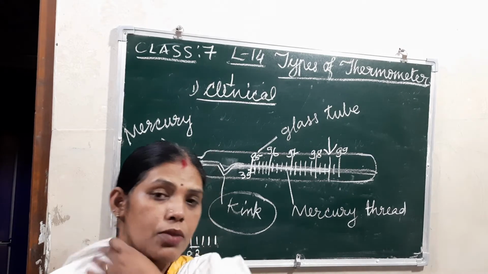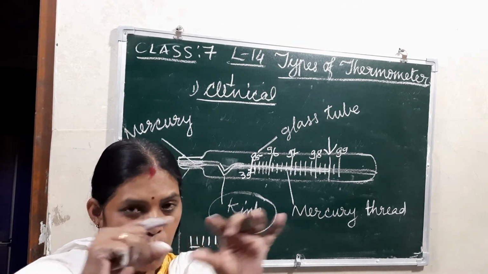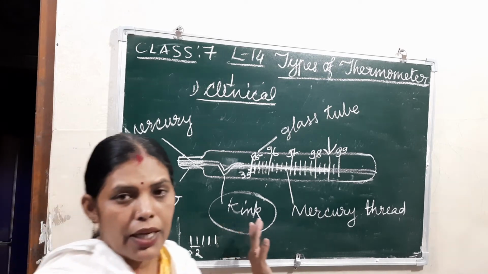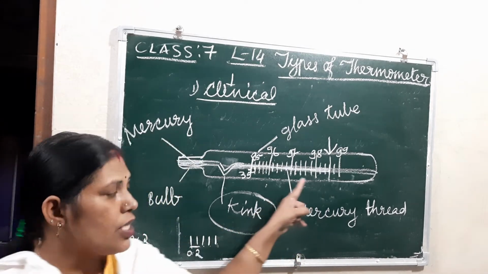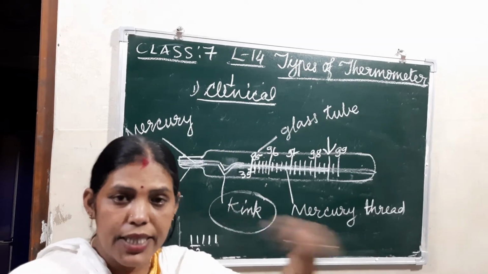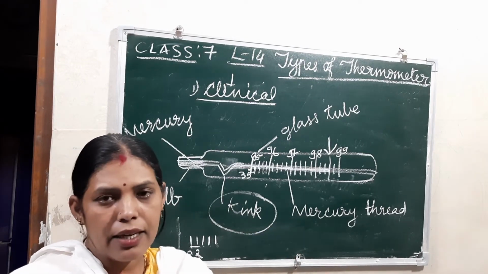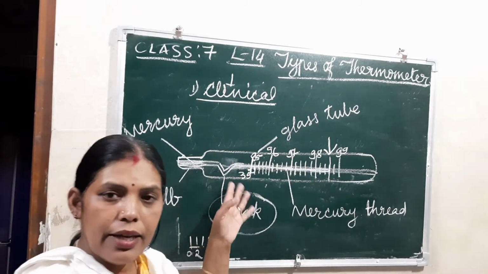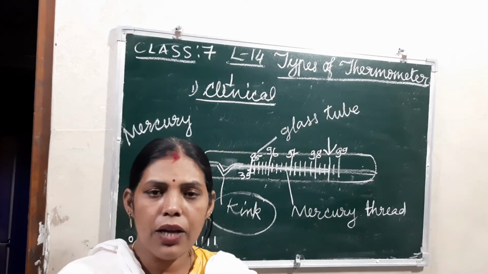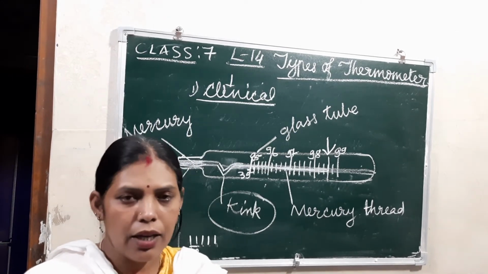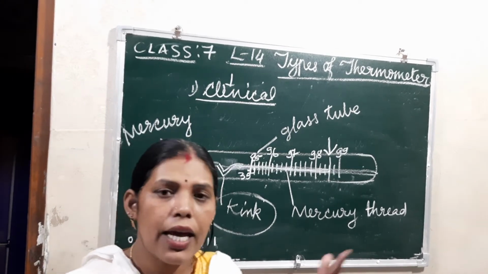If it does not come below, we just rotate it and see the reading. If it is still not coming down, we have to give a jerk. When we jerk it, the mercury level comes down. Afterwards, we wash it and wipe it. Then we can use it again for another person.